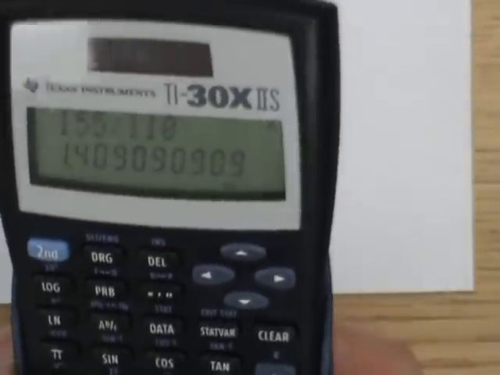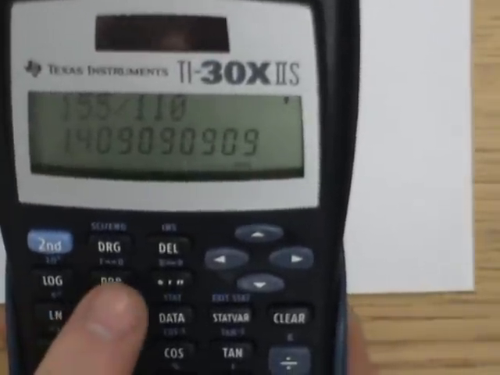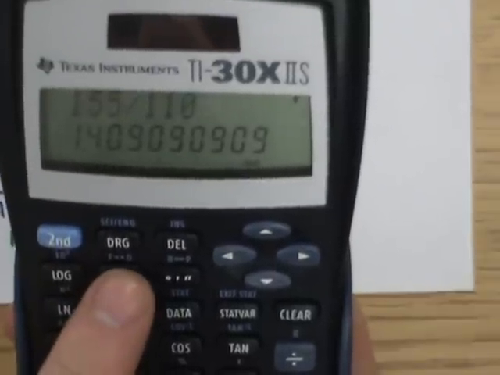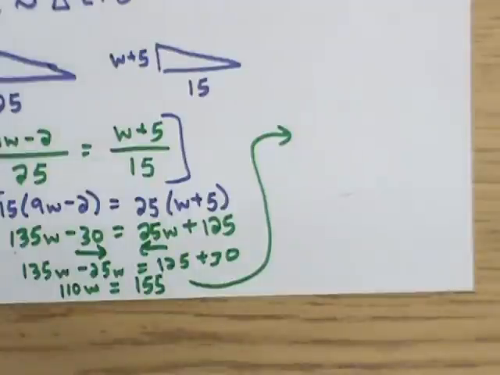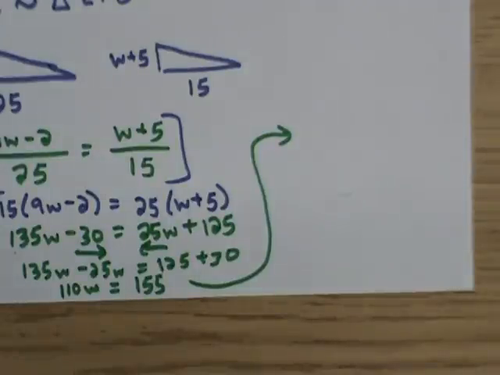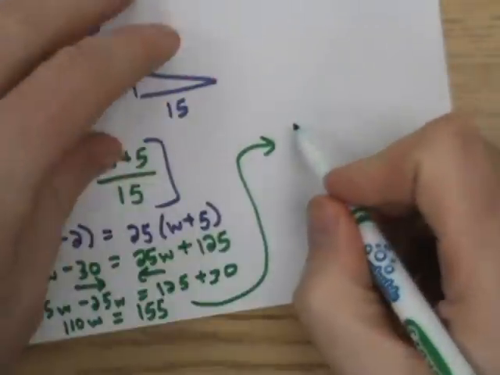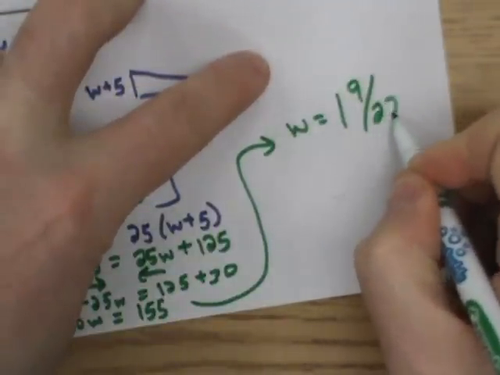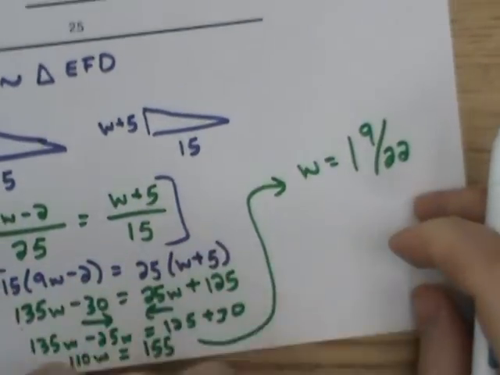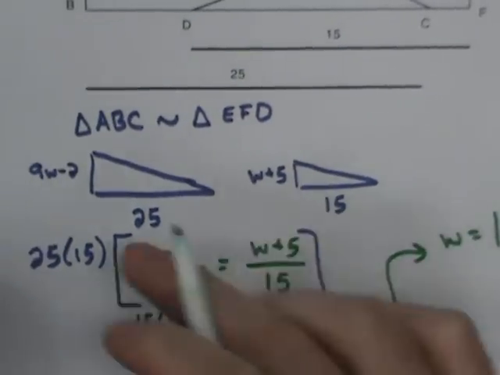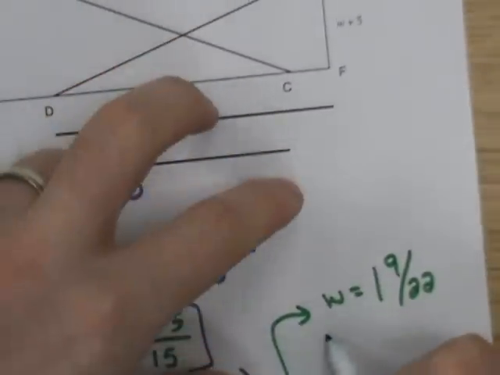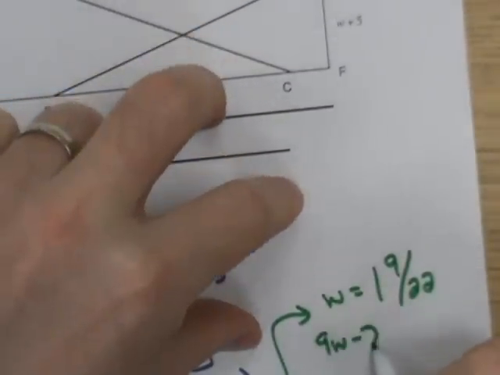I want an exact answer, so I'm going to convert that from a decimal to a fraction, just by hitting the second and then the PRB button where it says F to D. As I hit that, I get 1 and 9 over 22. So w equals 1 and 9 over 22. That's nice that I have an answer there, but the problem is I need to know the lengths of these sides. So right beneath this, I'm going to say 9w minus 2 is equal.